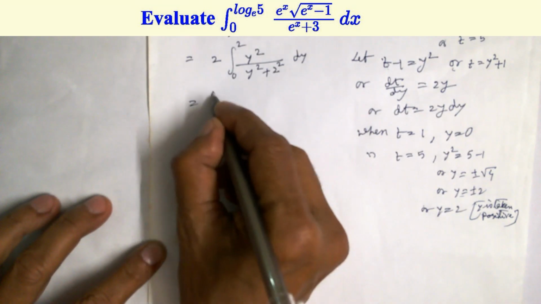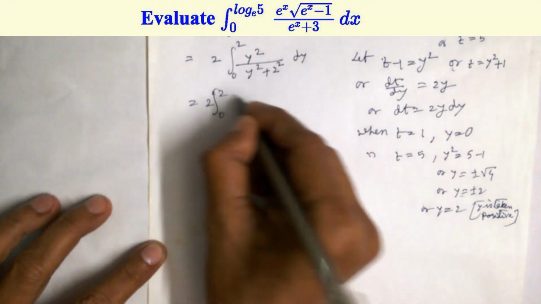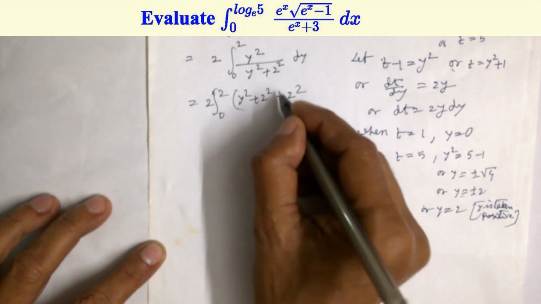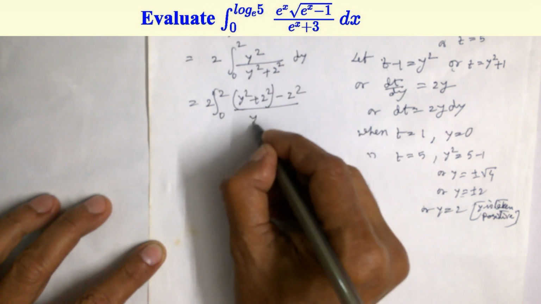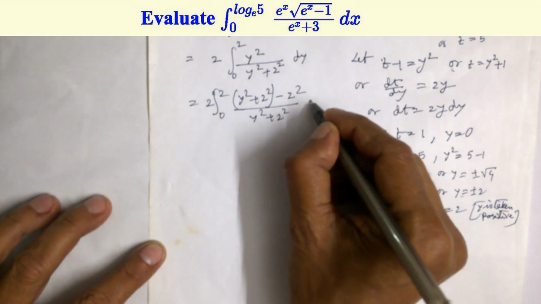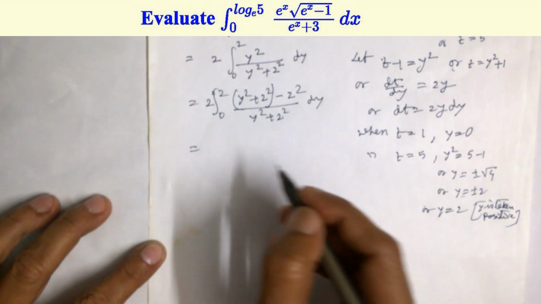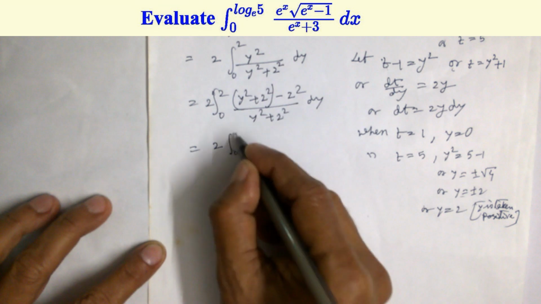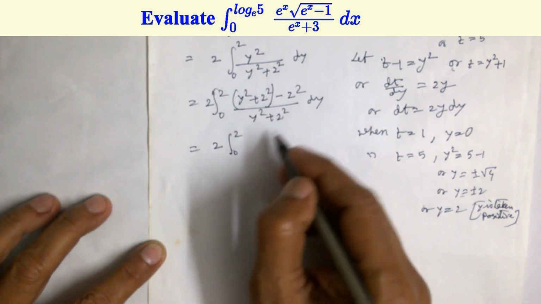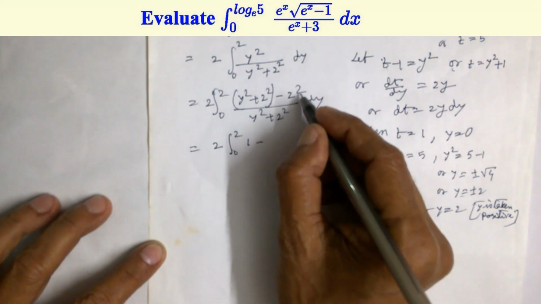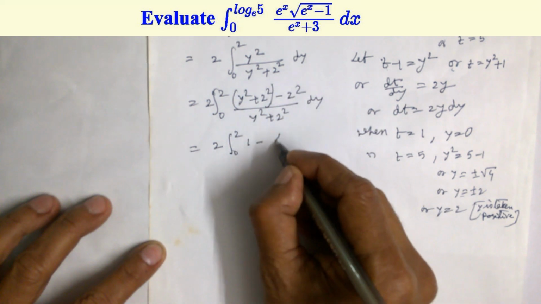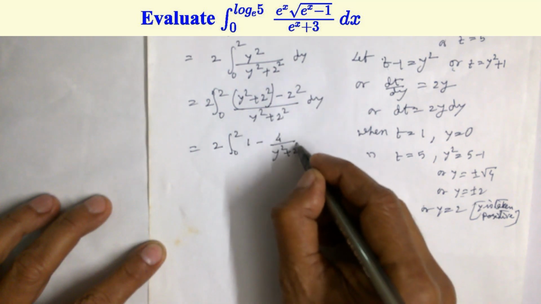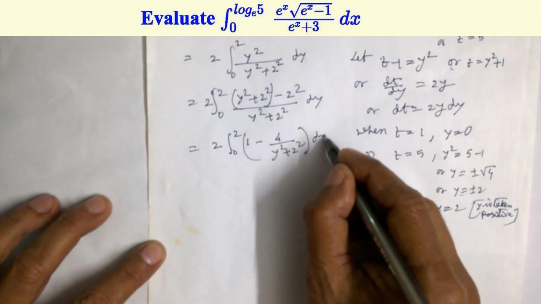Now to integrate this, from 0 to 2, 2 times y square plus 2 square minus 2 square, over y square plus 2 square. When this is divided by this, we get 1 minus 2 square, 2 square meaning 4, by y square plus 2 square, whole dy.